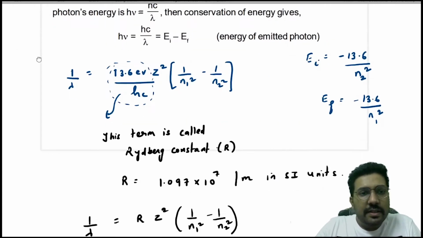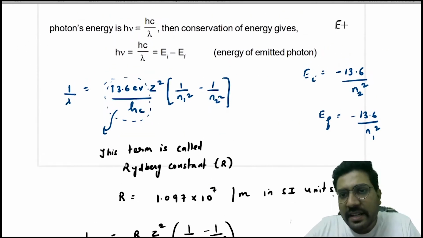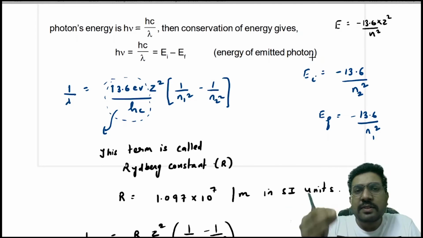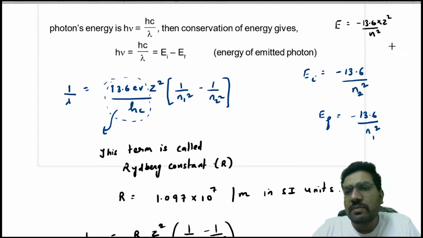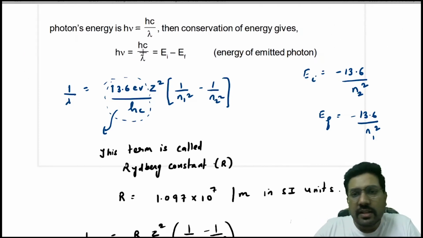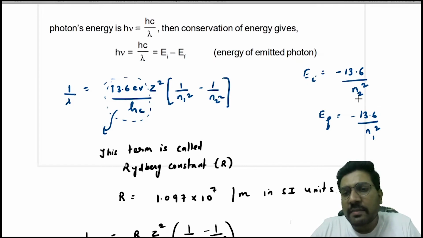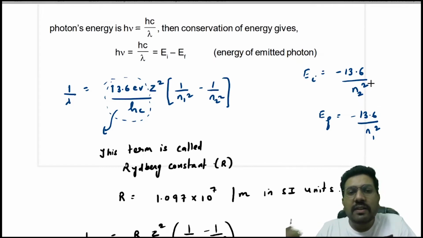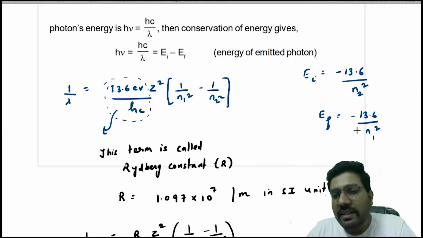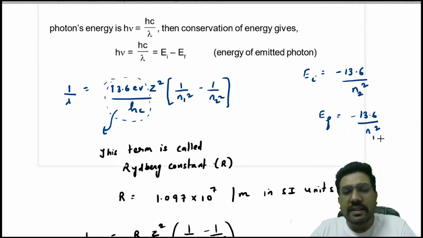Now we know that for any state the energy is minus 13.6 multiplied by Z square divided by n square. I have told you already that the energy of any state is minus 13.6 divided by n square. This is for the hydrogen atom. For any other atom, just multiply it by Z square. So what I will write here is E initial is minus 13.6 divided by n2 square, because we are assuming that the transition is from n2 to n1, and the final energy is minus 13.6 divided by n1 square.